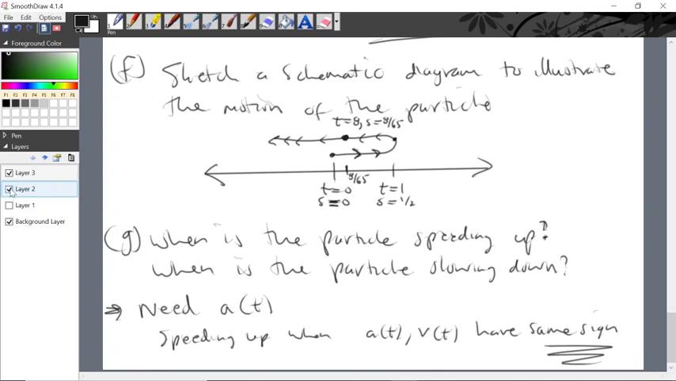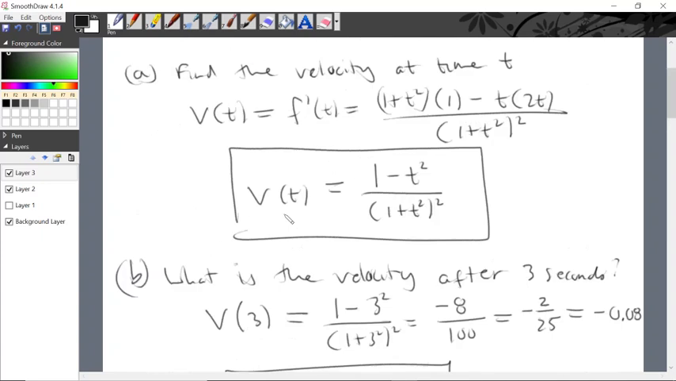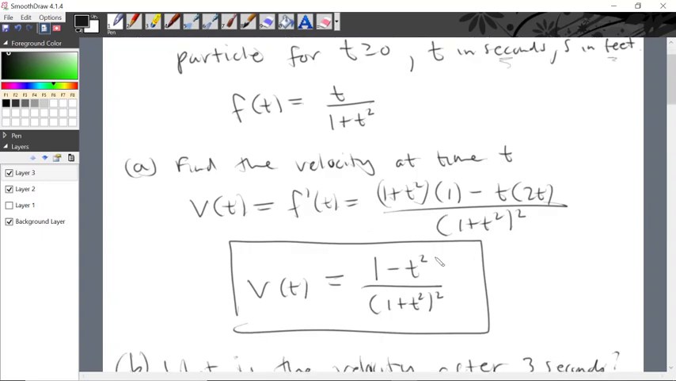Okay, let's add a new layer here. Let's find our acceleration function, right? That acceleration is the derivative of velocity. So let's take our velocity function, this 1 minus t squared over the quantity 1 plus t squared squared. And we're going to need the derivative of that.